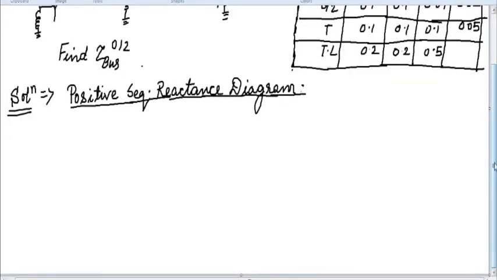For this positive sequence reactance diagram, what is the procedure? Can anyone reply? Because in EPS2 you all have learned how to draw a positive sequence reactance diagram. Do you all remember it? Does anyone remember how the positive sequence reactance diagram is prepared?